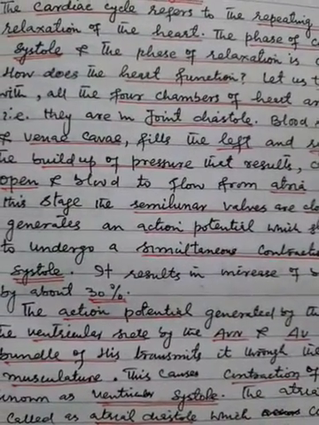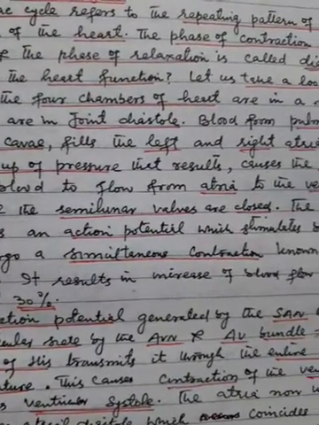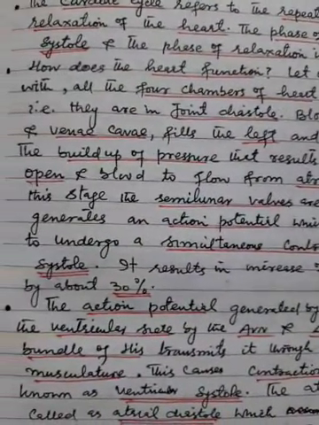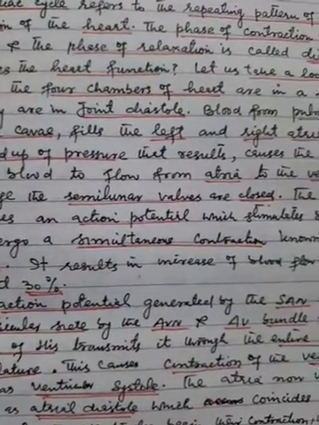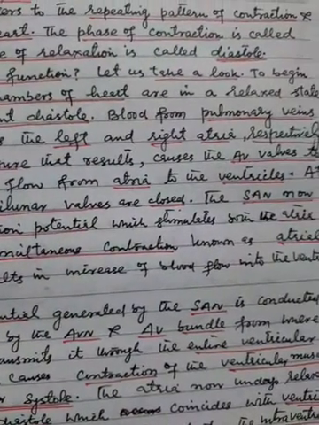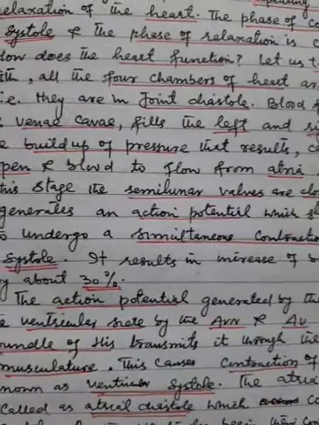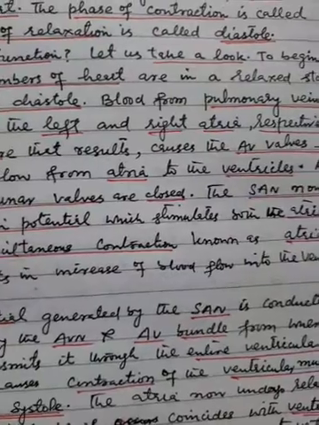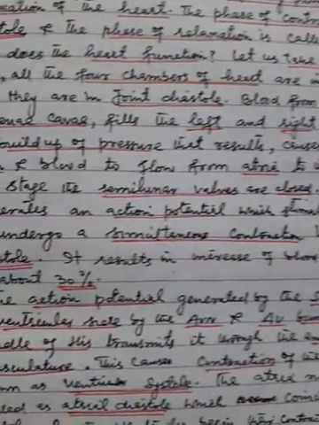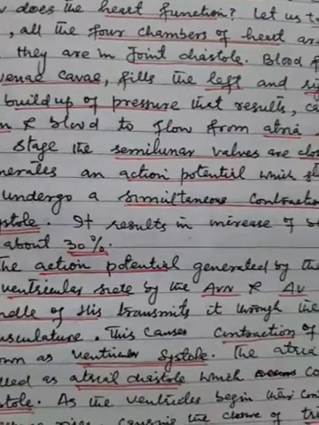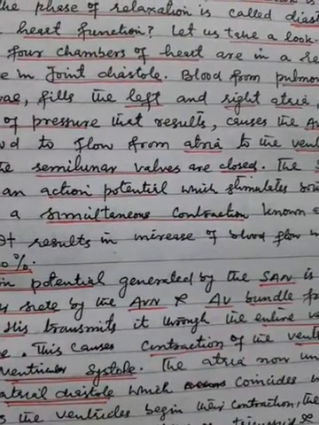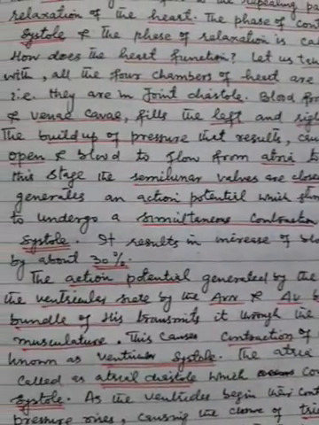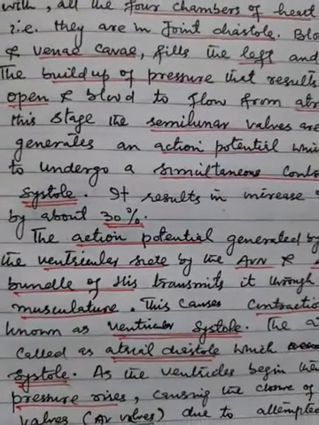At this stage, the semilunar valves are closed. The SAN now generates an action potential which stimulates both the atria to undergo a simultaneous contraction known as atrial systole. It results in an increase of blood flow into the ventricles by about 30%.